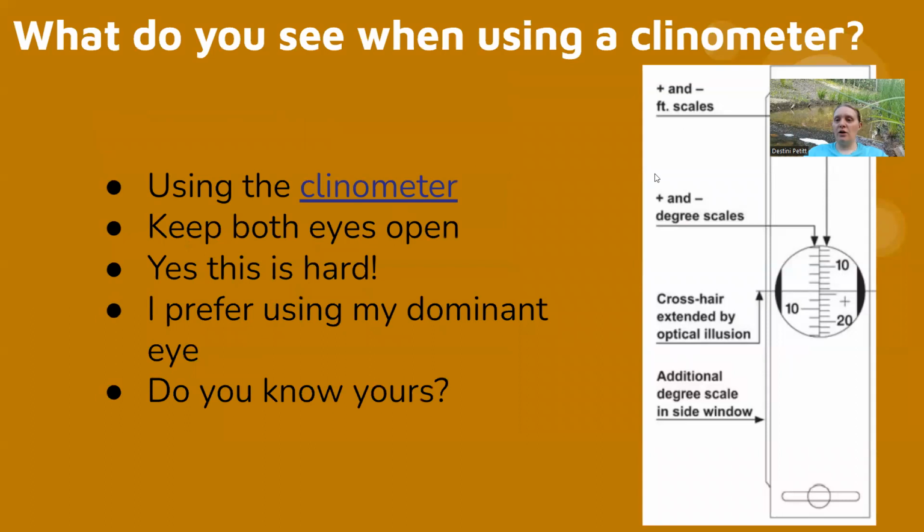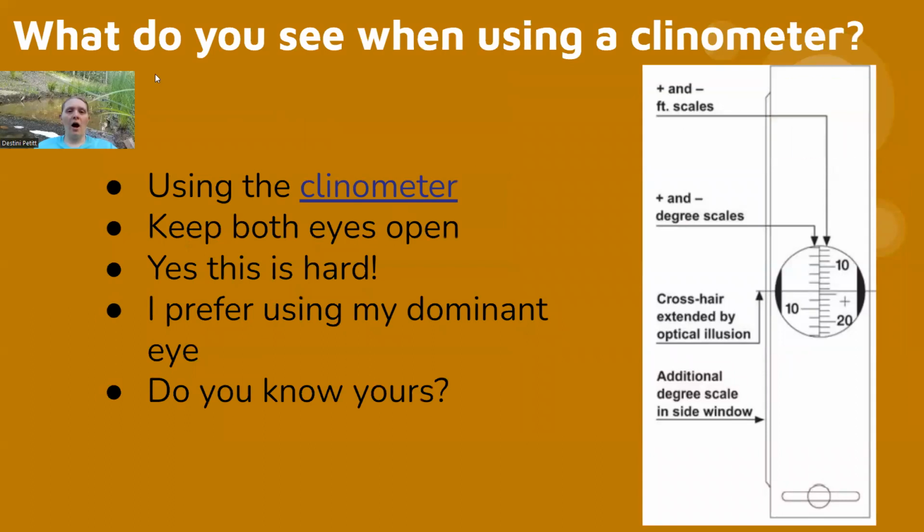So this is a good figure. Let me move myself so you can see what you can actually see in the clinometer when you get to hold it on Friday. Again, you can see here that there are pluses and minuses on either side. And you can see foot scale and degree scale. When you play with this, it'll make a lot more sense. There'll be a crosshair that you're trying to align with the top of whatever object you're looking at, whether it be the tree or the slope of the land.